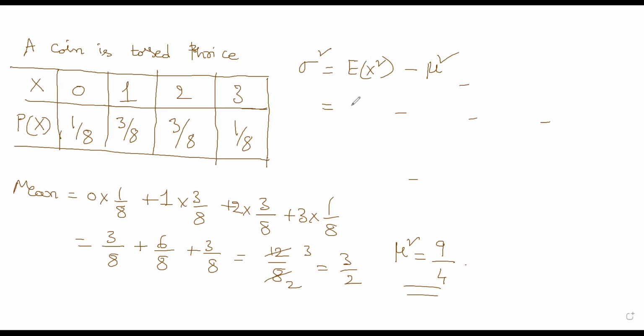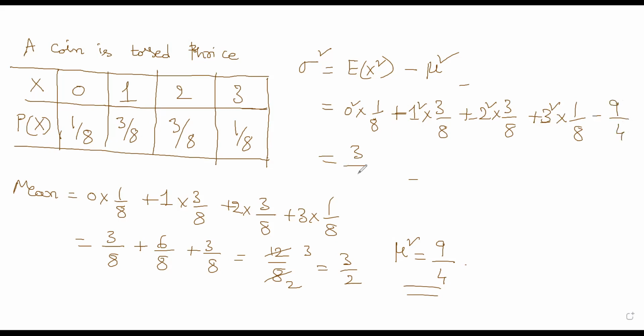So now, E of x square. It is 0 square into 1 by 8, plus 1 square into 3 by 8, plus 2 square into 3 by 8, plus 3 square into 1 by 8. This is what you get. Minus mu square. I forgot that. Minus mu square, that is 9 by 4.